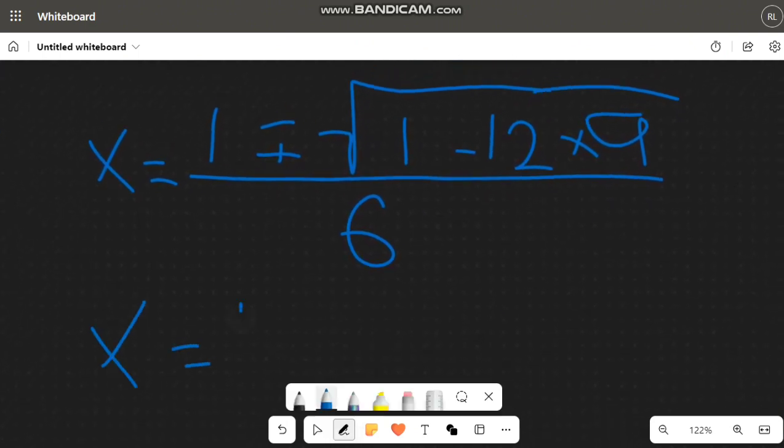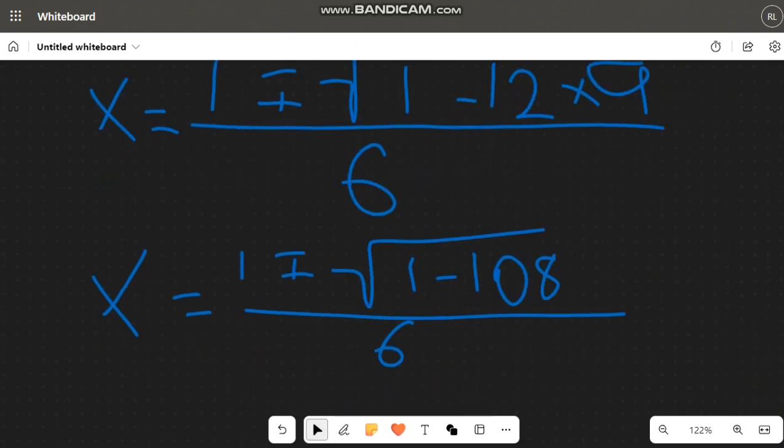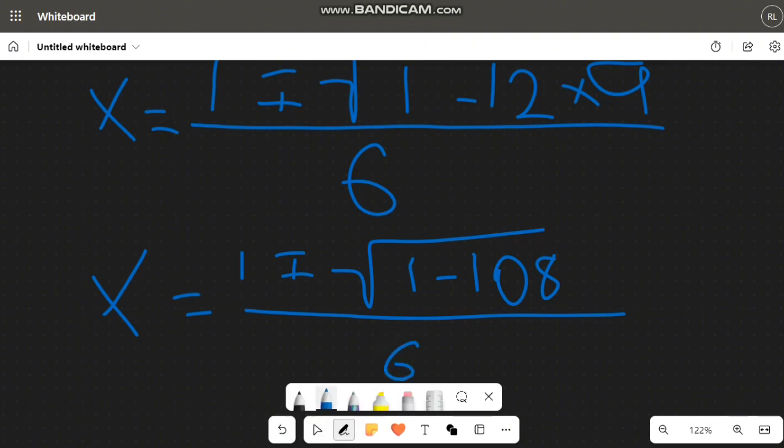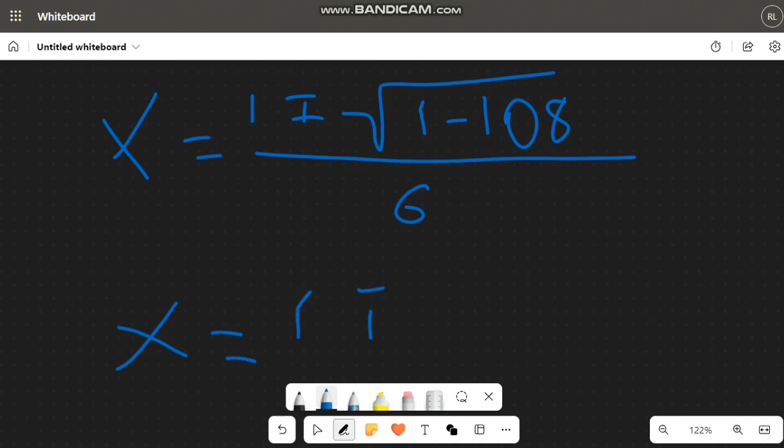X equals 1, plus minus the square root of 1 minus 108, all over 6. So 108. Yeah, it is 108. Okay. All over 6. We simplify it again. X equals 1 plus minus square root of negative 107, all over 6.